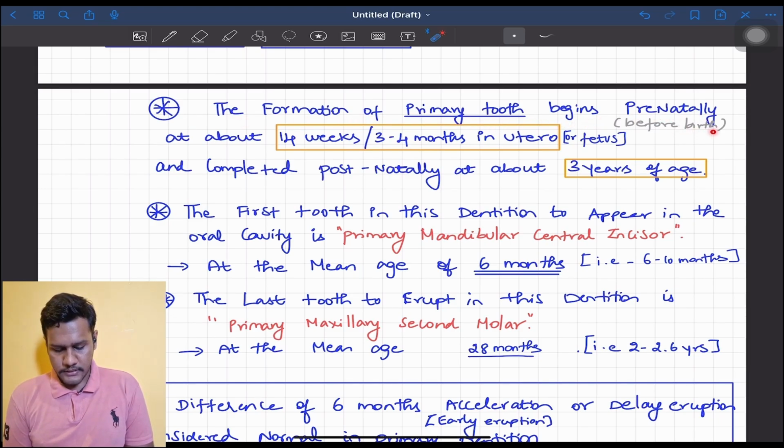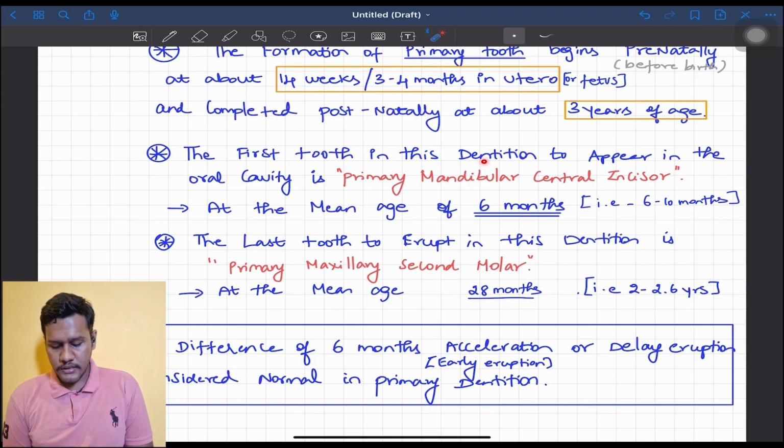That is, before birth, at about 14 weeks or 3 to 4 months in utero. In fetal life, tooth bud formation starts after completion of the first trimester, that is 3 to 4 months, and is completed postnatally at about 3 years of age. That is when all the primary teeth will be fully completed. The roots will be fully formed at the age of 3 years.